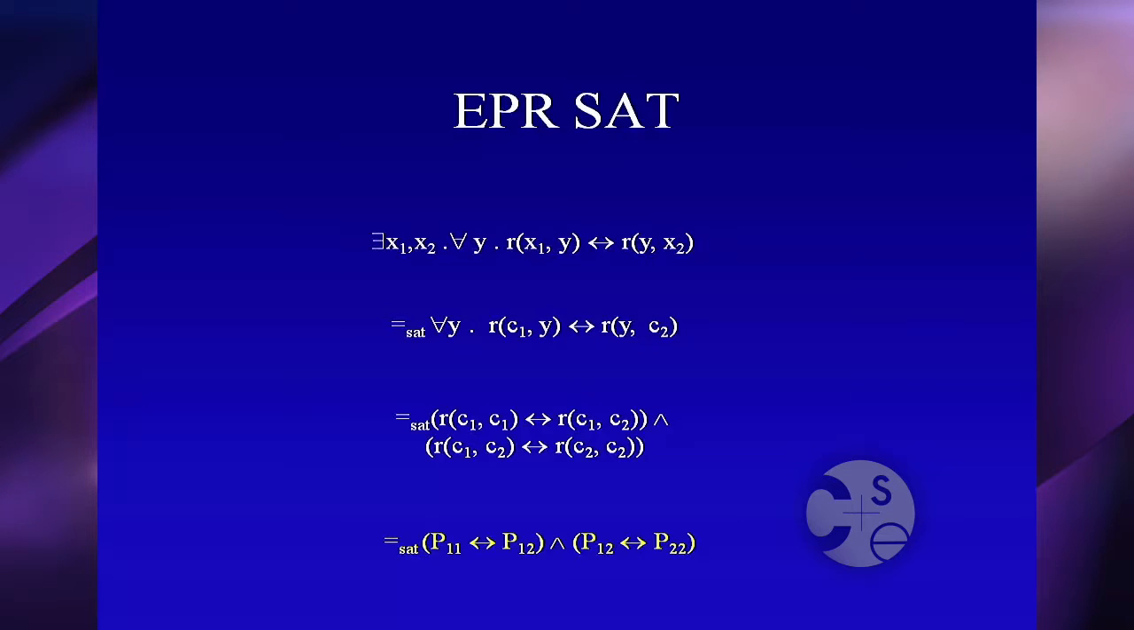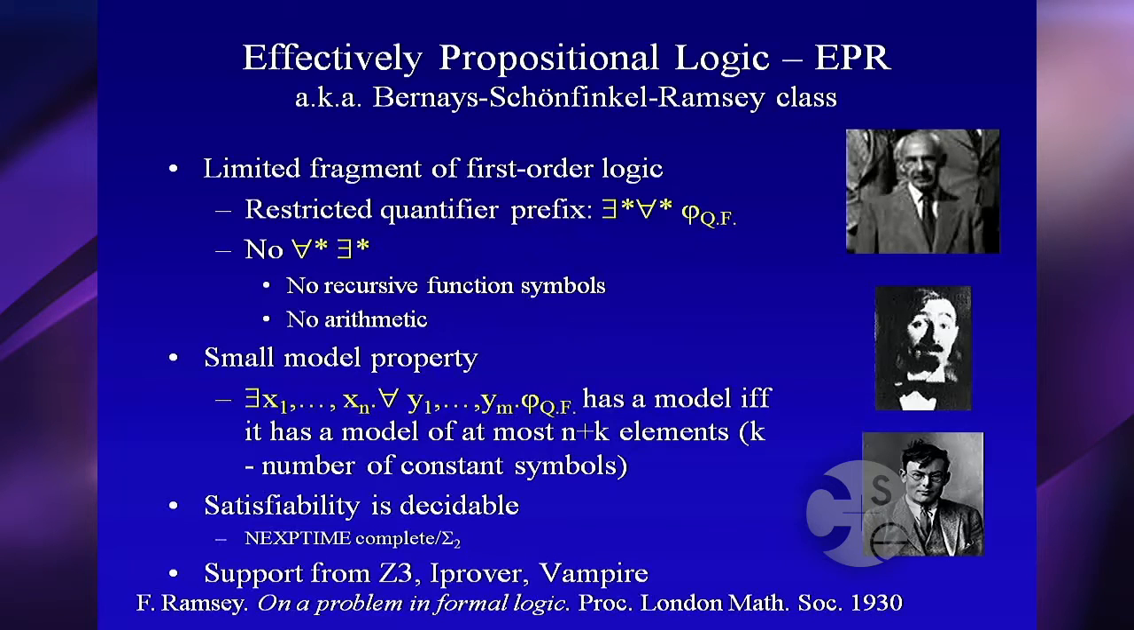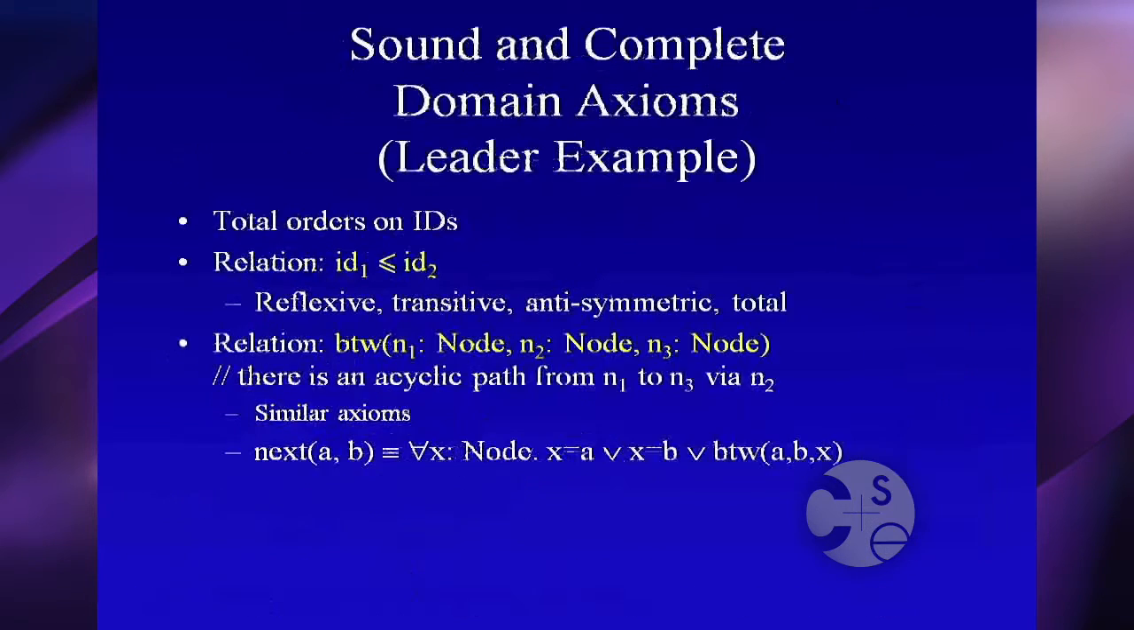When you look at it, you say this is bad because there's exponential expansion, but tools like Z3 are smart. They don't actually do it eagerly, they do it in a more lazy way. And there are other tools like iProver and Vampire. This fragment is NEXPTIME-complete, and it's actually in Sigma 2 of the hierarchy if you have limited relations. So there are good solvers for this kind of thing.